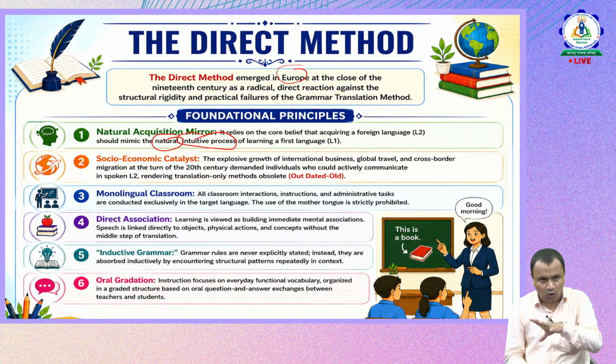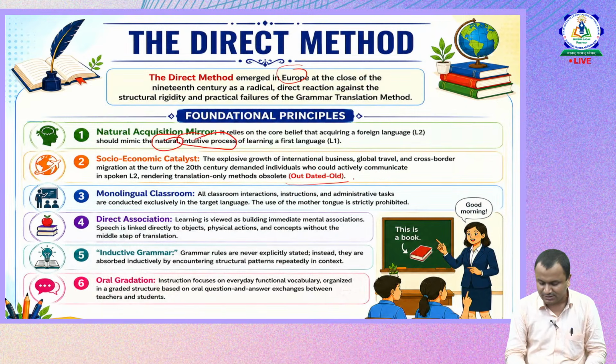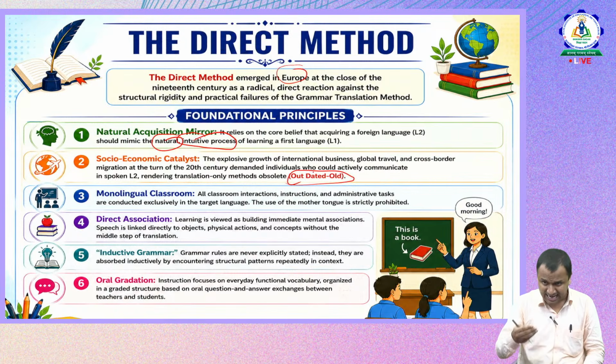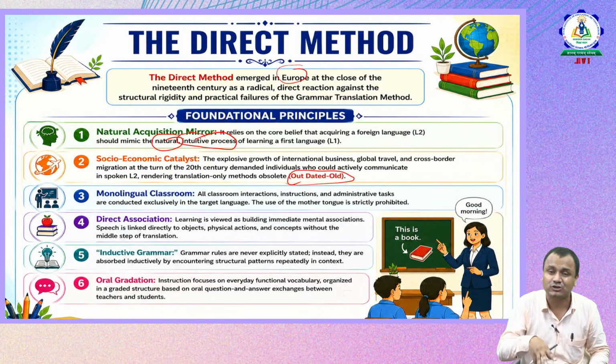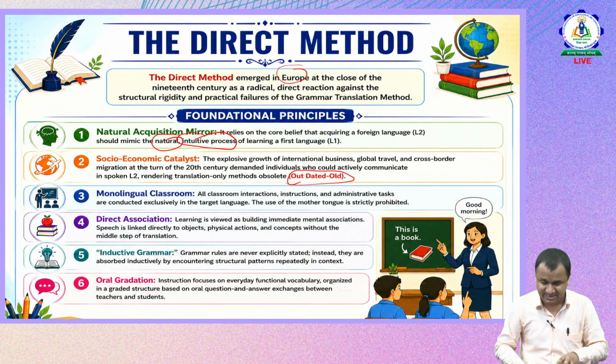That's why the old method, the dilapidated method, the obsolete method, GTM, was left and this direct method came into existence. So we left GTM and started using the direct method just to address the needs of the economic world, the needs of the globalized world, wherein we need fluent speakers who can communicate in the target language directly without translating, without using the mother tongue.